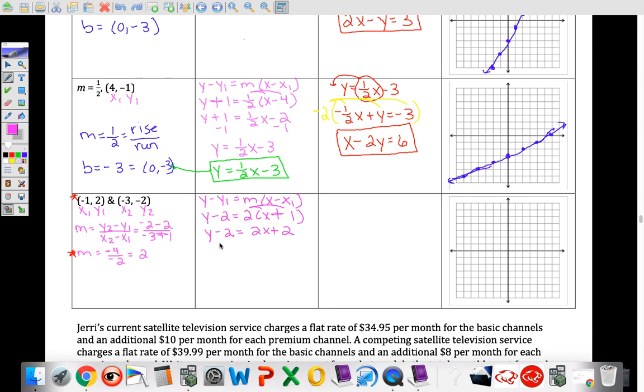Get y by itself, so I'm going to add 2 to both sides. So we end up with y is equal to 2x plus 4. And again, I'm going to rewrite this in my green because it's in my slope-intercept form.